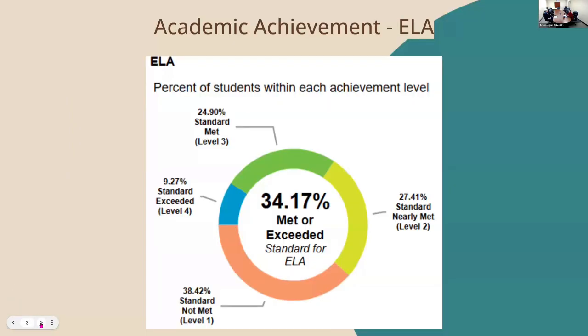And then the data gets presented to the California dashboard, and it also gets presented to ETS. So the ETS data looks a little different, but I like to show it because it shows it in a different way. For our English language arts, we have 34% of our students meeting or exceeding the standard. That's a slight increase over last year, so we are moving in the right direction.